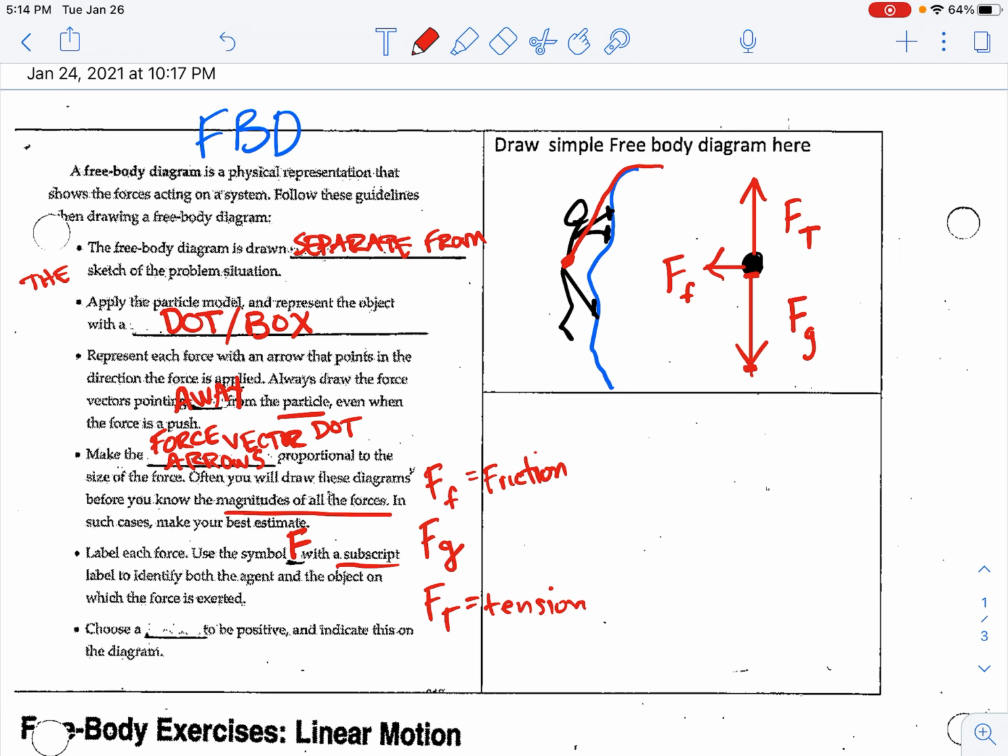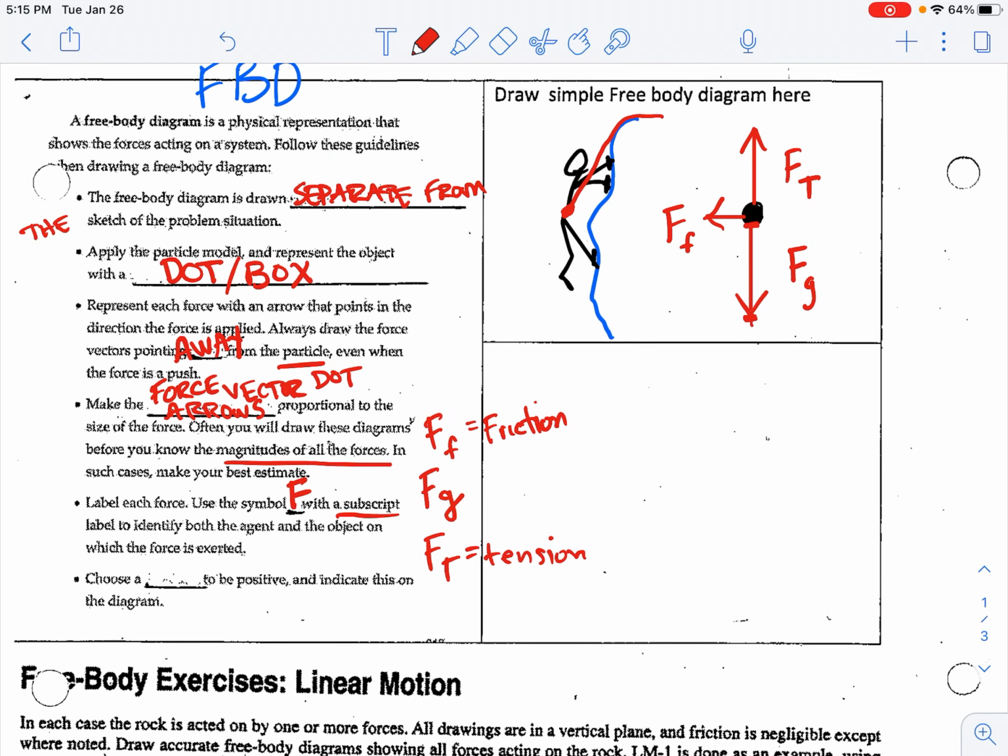All right, so that's basically how we're going to set up these diagrams, except we're going to be doing a little bit more, and we're going to be adding numbers in, and then we're going to try to figure out the overall net force and all that.